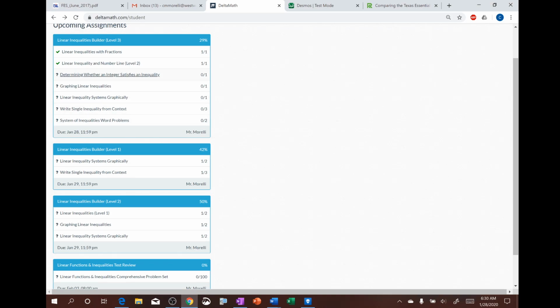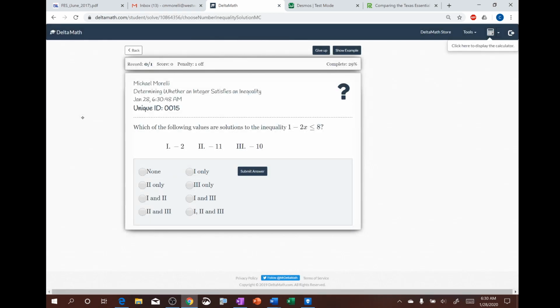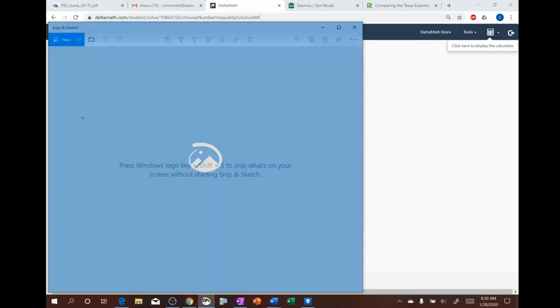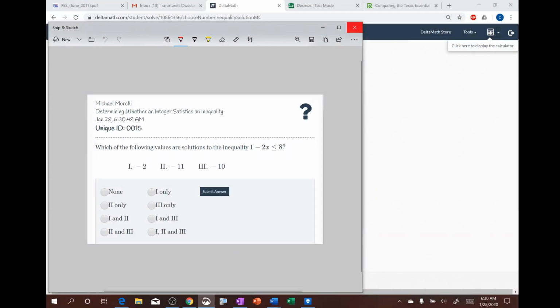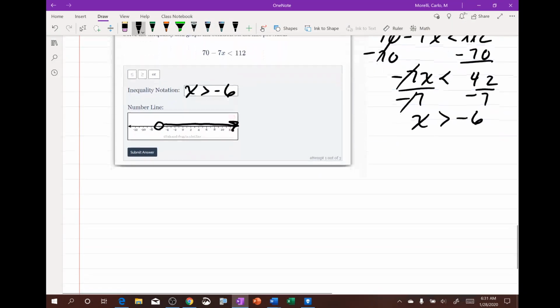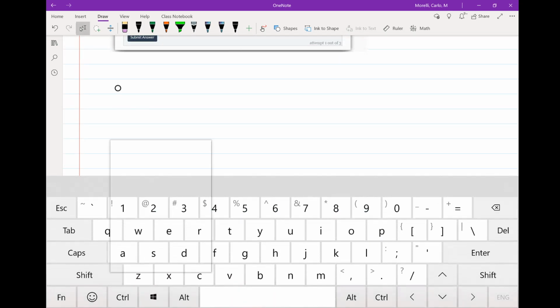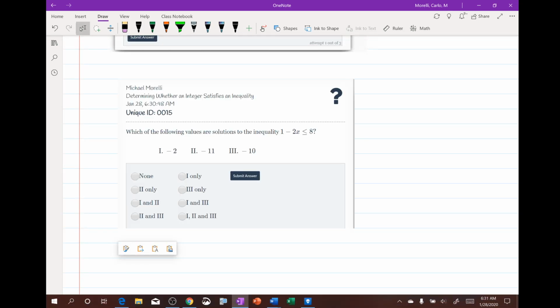Determining whether an integer satisfies an inequality. Okay, which of the following values are solutions to this inequality? We're going to check them all and see which ones are true. Okay, so now we'll move on. Basically, what you want to do here is write down your inequality, 1 minus 2x less than or equal to 8, and you want to test these values and see if they're true or false. So we'll start with the first value, negative 2.